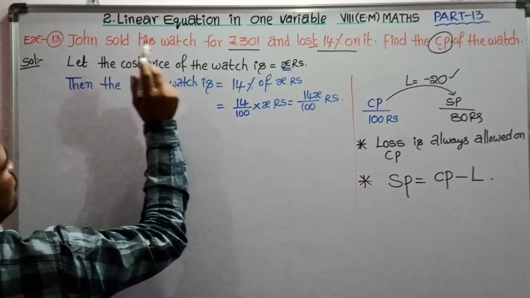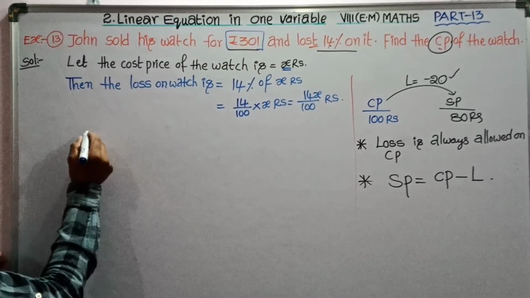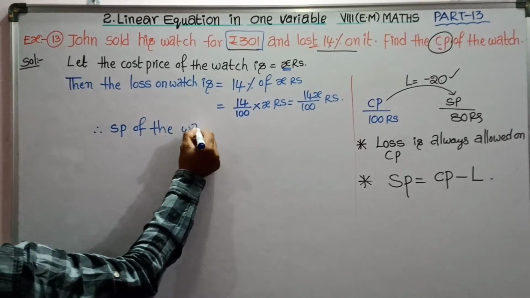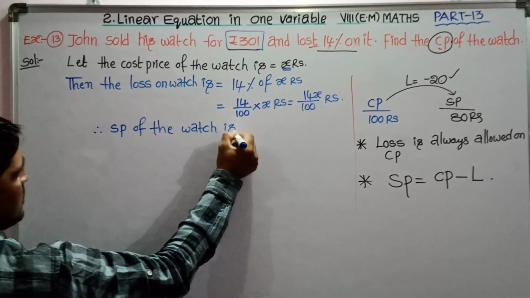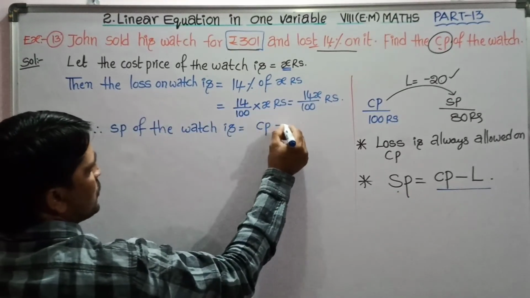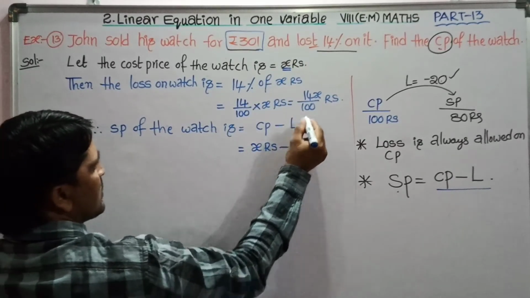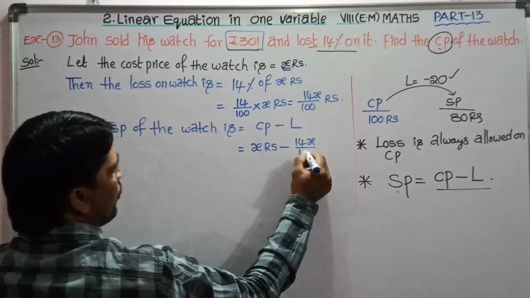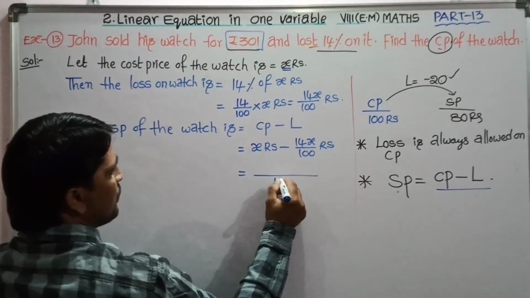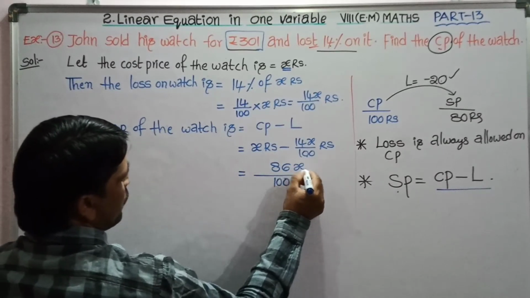Now John sold his watch for 301 rupees. That is, the selling price of the watch is 301. Therefore, SP of the watch is given by CP minus loss. Cost price of the watch minus loss. That is cost price x rupees minus loss 14x by 100 rupees. So simplify it. LCM is 100. 100 into x, 100x minus 14x, that is 86x by 100 rupees.